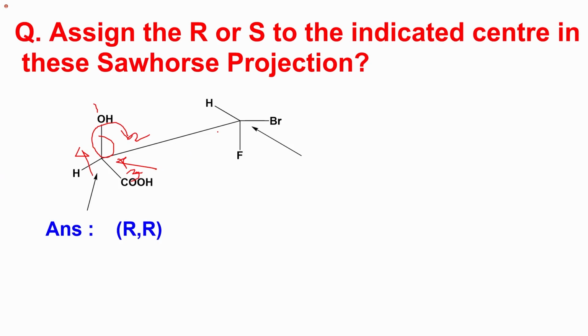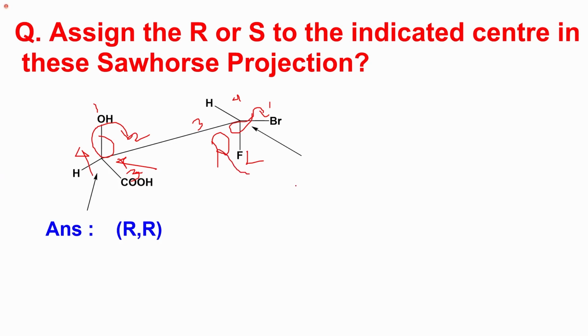Okay, now let's take this center. This is a 1, this is a 2, this is a 3, this is a 4. Again this is clockwise, so that means this is also R.